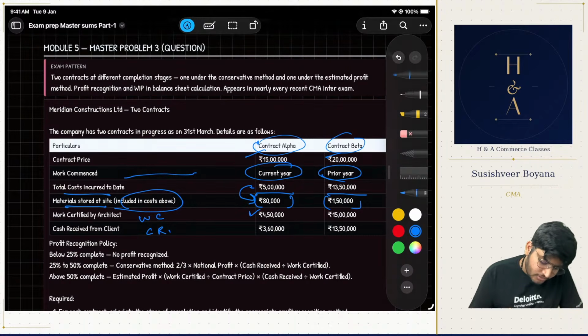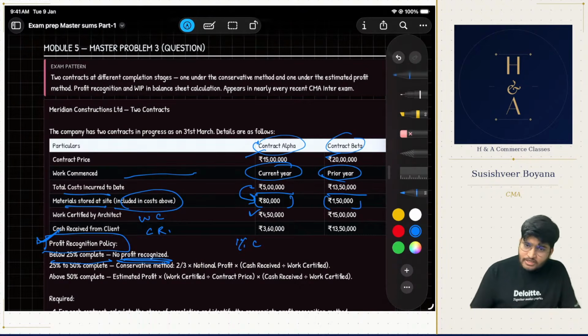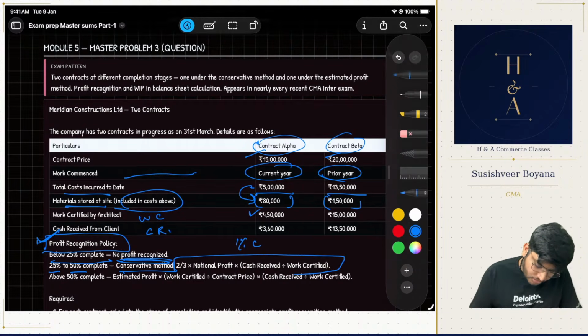So first and foremost, we should find out the percentage of completion. This is how the questions are structured. You are given a profit recognition policy. Below 25%, not complete, do not recognize any profit. 25 to 50, use the conservative method. They also gave you the formula. All you have to do is input the data. This is all you have to do.